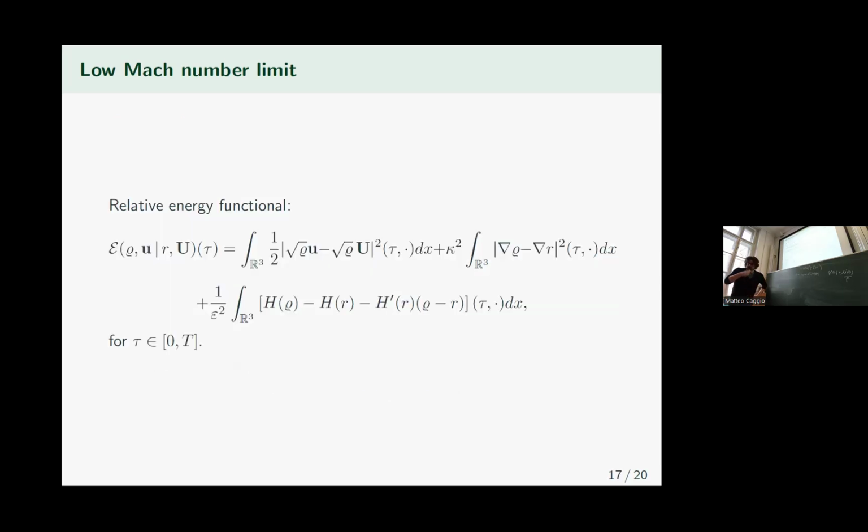So why all this story? Because we wanted to create a framework, as I told you before, a relative energy framework, in which we compare a weak solution of our system with a potential strong solution in the limit. So here, capital U and R are arbitrary smooth functions up to this level, and rho, u is a solution of our Navier-Stokes system.